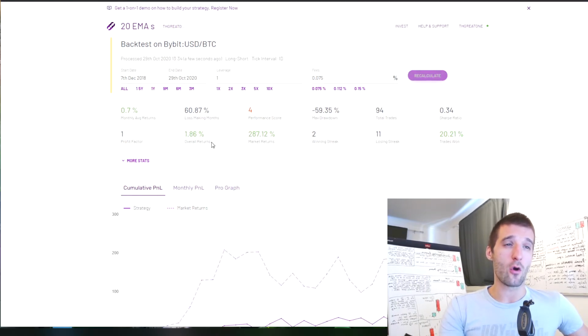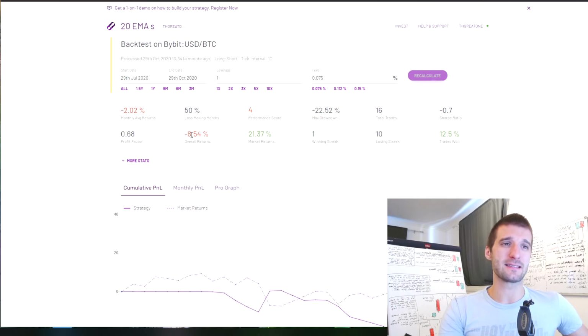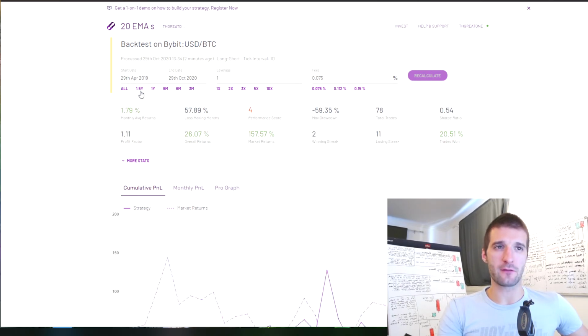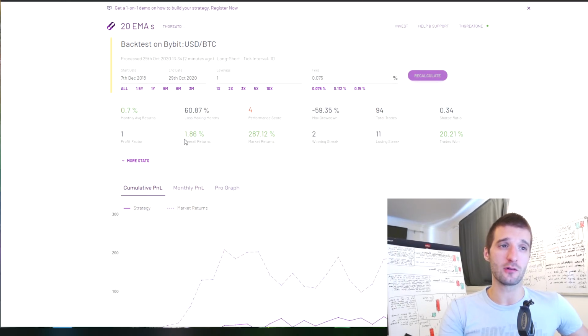Overall returns are not so great, 1.86% if we traded from this period to this period. But if we traded, for example, in the previous 3 months or so, we can recalculate over here, and yeah, minus 8.54. Now these results are based on 1.5 years in the past, of course, but if we go to the all over here and recalculate, you can see overall returns are only 1.86%. So you need to be careful when you're trading with the bot.